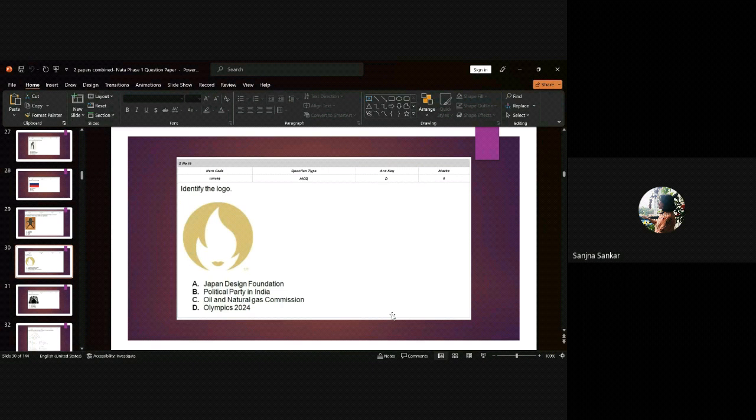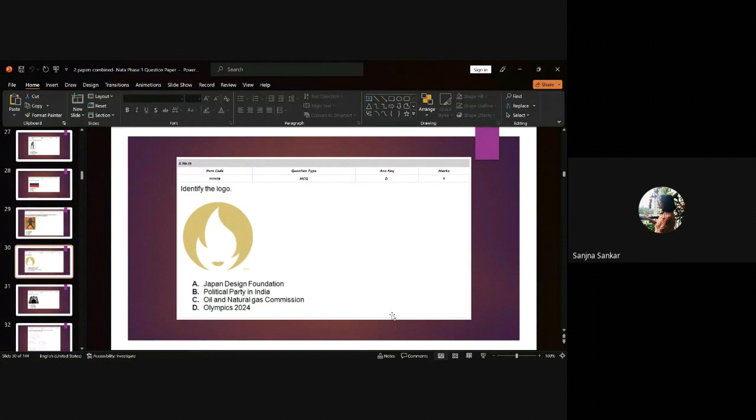Next question, identify the logo. So, here is the logo shown in the image. Japan Design Foundation? Political party in India? The Oil and Natural Gas Commission? And option D is Olympics 2024. The correct answer is option D, that is Olympics 2024, Paris.